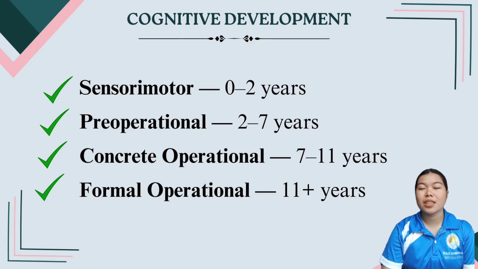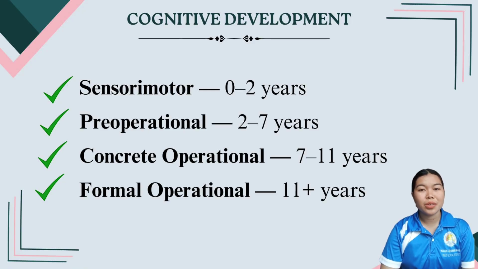The third is the concrete operational stage from about 7 to 11 years old. Children begin to think logically, especially about concrete and observable objects and situations. The fourth is the formal operational stage, beginning around 11 years old and continuing into adulthood. Learners become more capable of abstract reasoning, hypothetical thinking, and systematic problem solving.